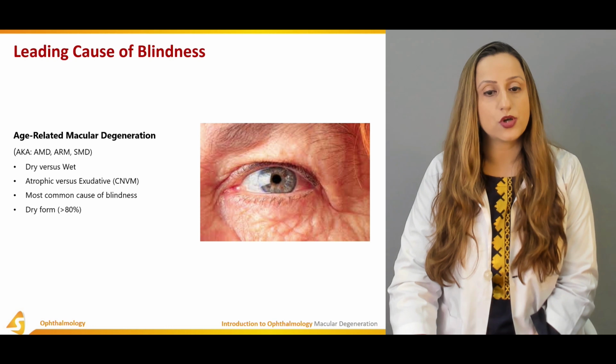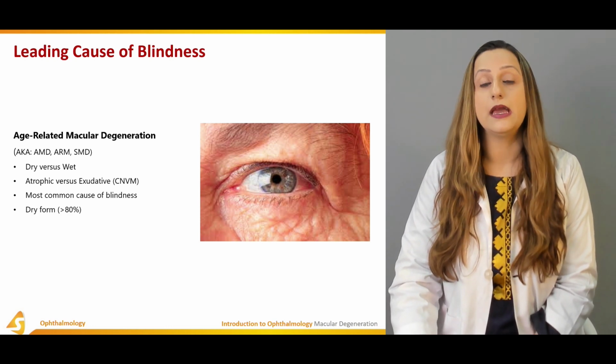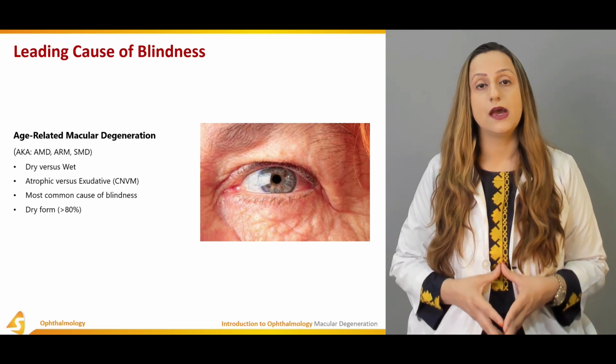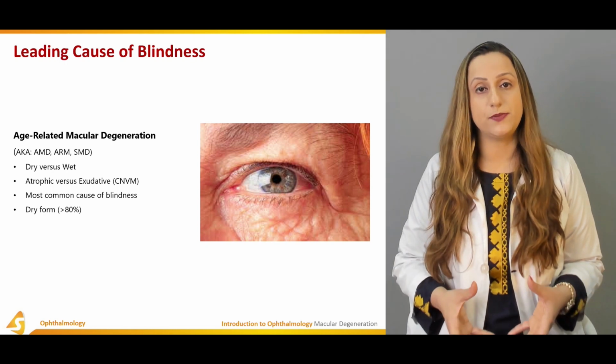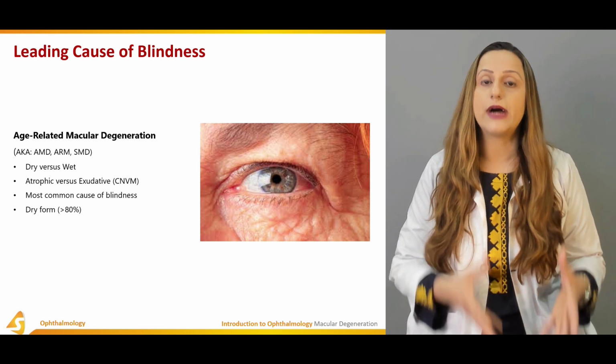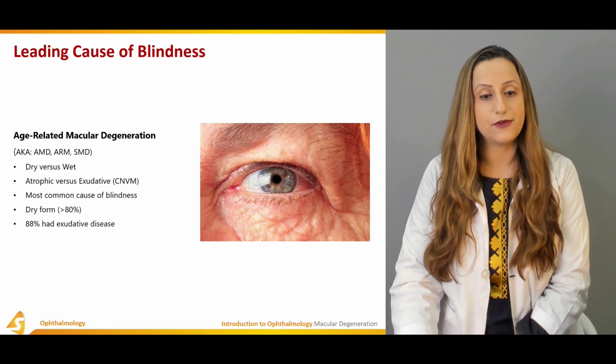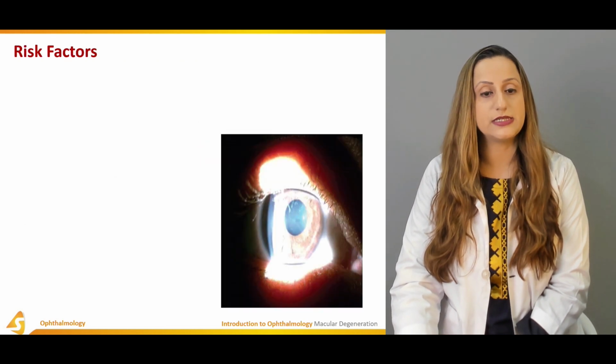So the most common cause of blindness is age-related macular degeneration. The dry form is the most common form, with more than 80% of the people presenting with macular degeneration having the dry form of the disease. So usually the form that we encounter is the dry form. 88% have the exudative disease as well.